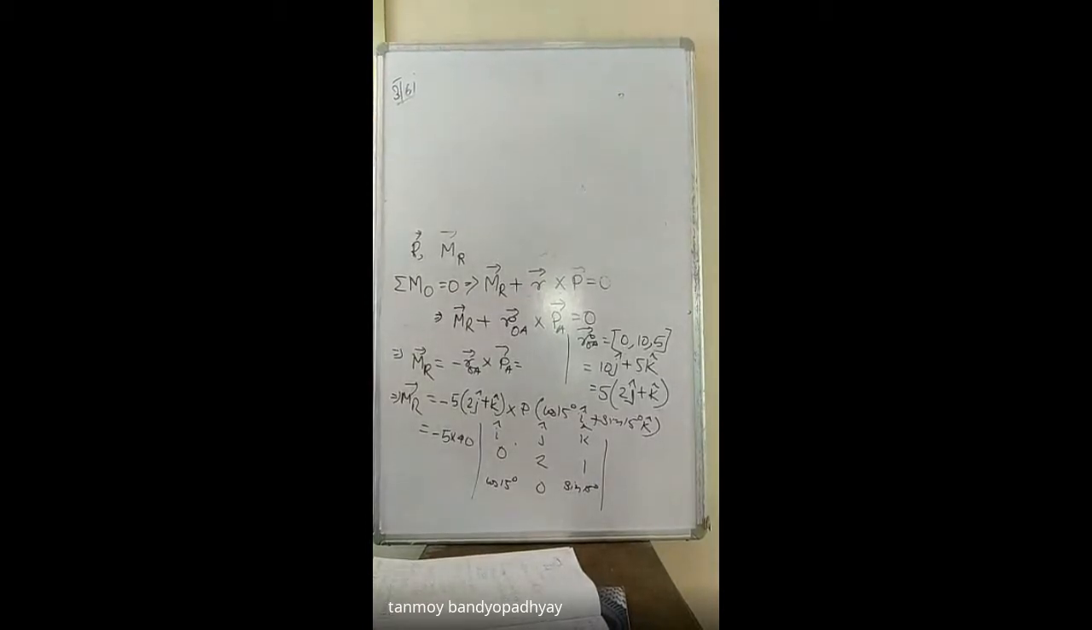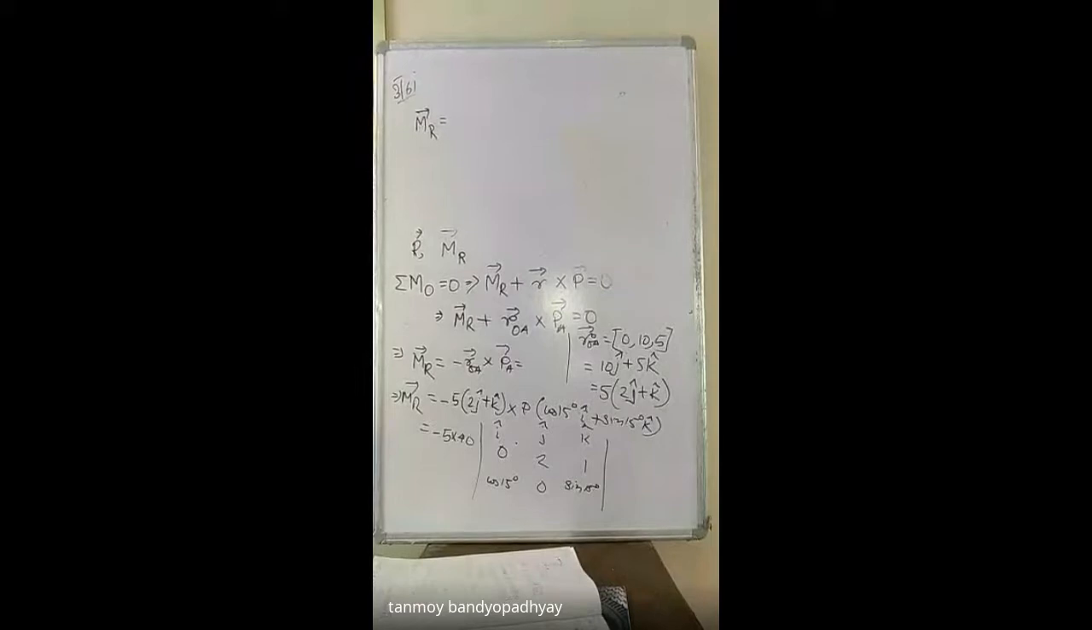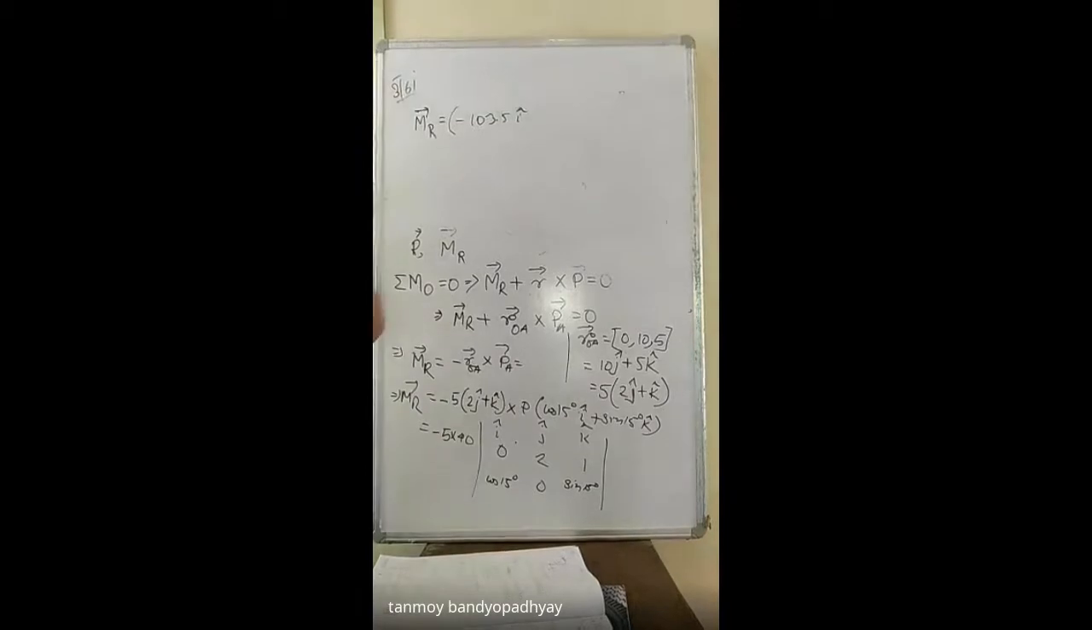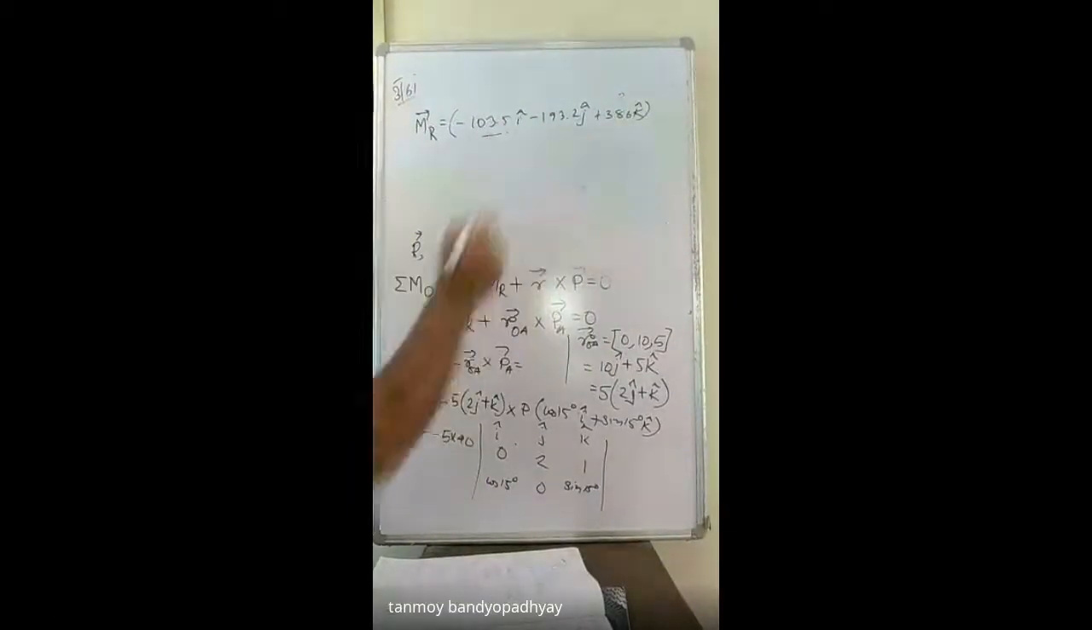Tell me quickly what you are getting. Yes sir, let me do it, wait a moment. Sir, 103.5 i cap minus 193.2 j cap plus 386 k cap. So this is the final answer, in pound inches.